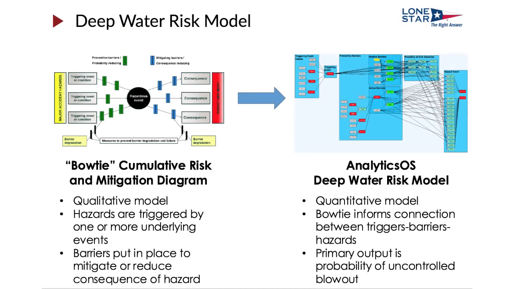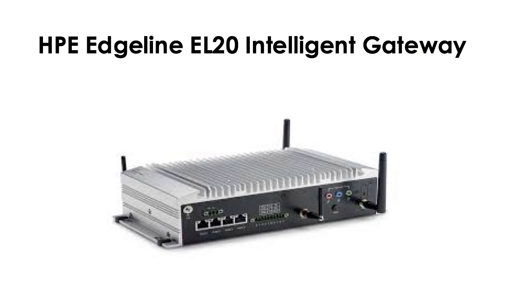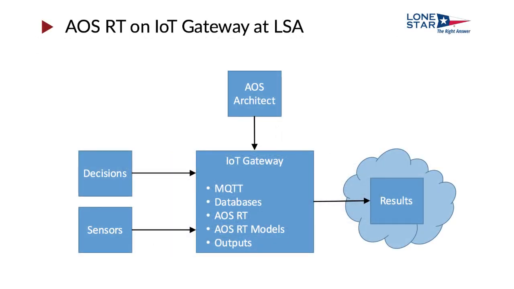The gateway will be running on a bowtie risk model generated in AOS Architect and loaded into an HP EL20 gateway running AOS Edge, and based on decisions and data from the President's report regarding the incident.